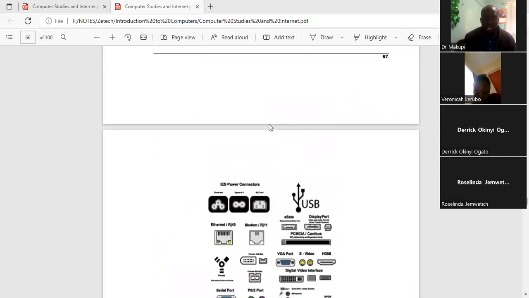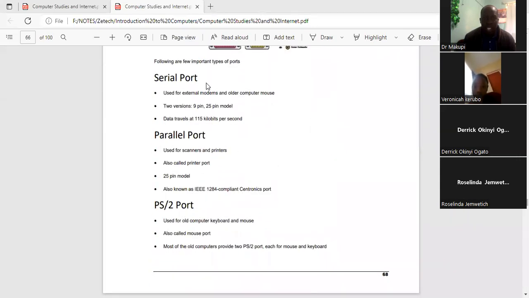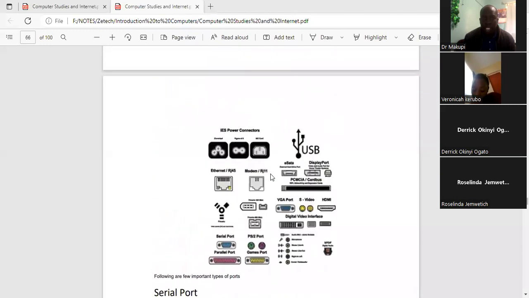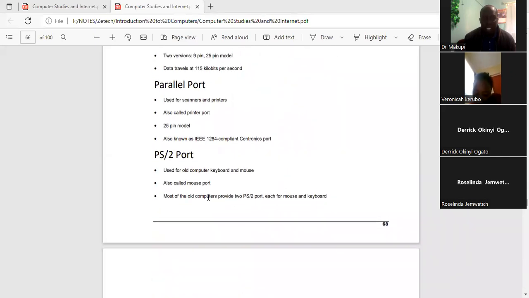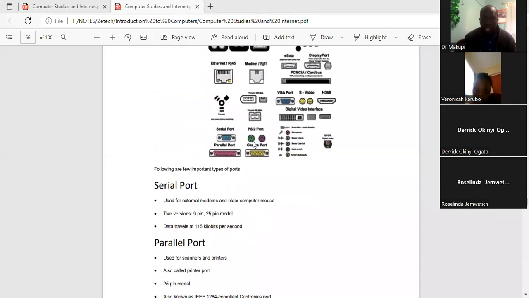Now, let's talk about these ports very quickly. A serial port is used for external modems and the computer mouse. This is the serial port, the one which is rounded. It's normally not supported in modern-day computers because of challenges of pins. You realize that these ports have pins, so if there is damage or you are careless when connecting your mouse through this serial port, you can easily damage the pin.